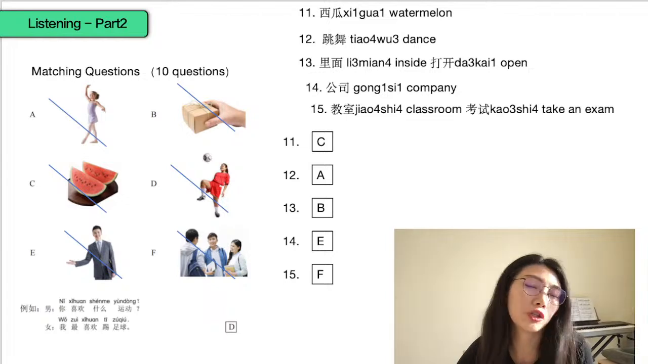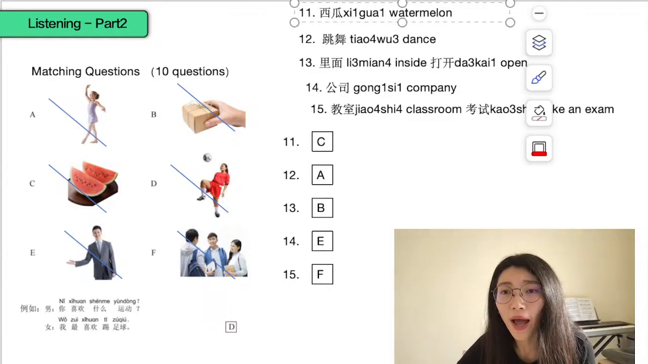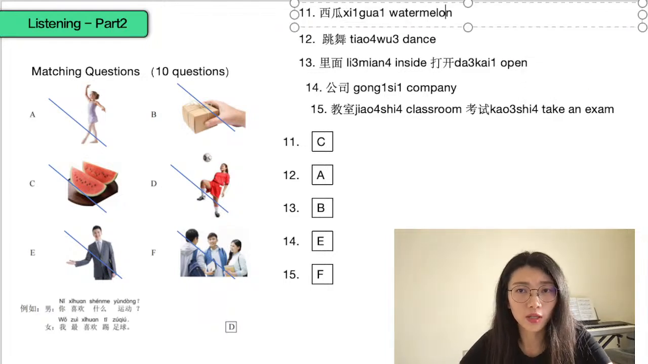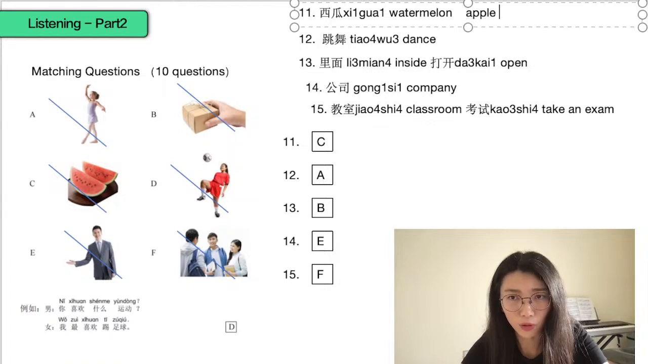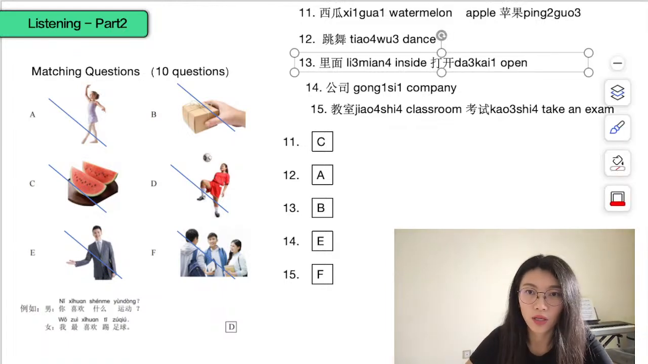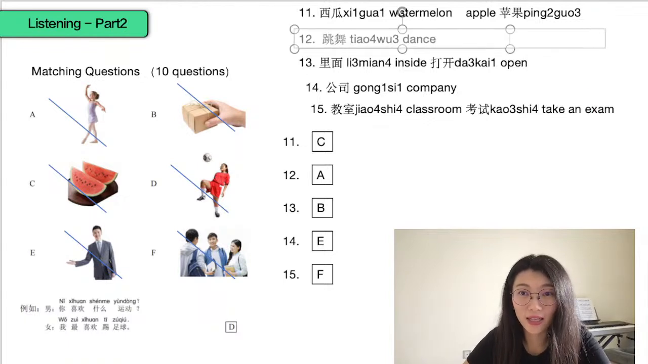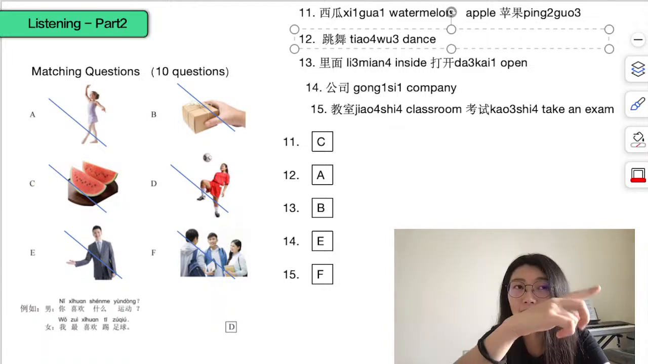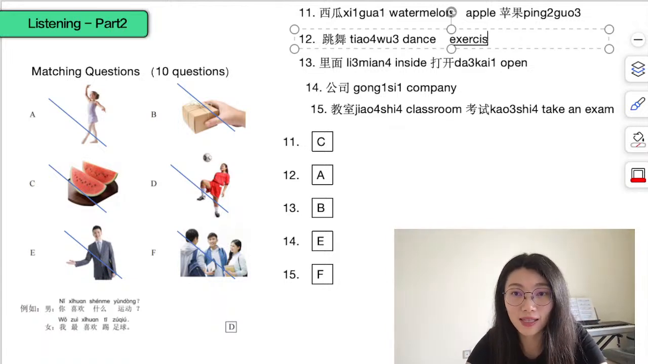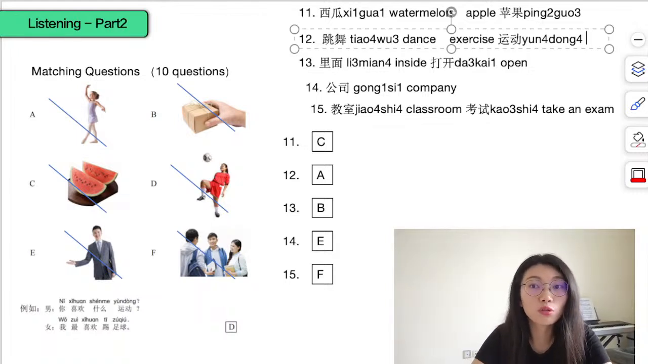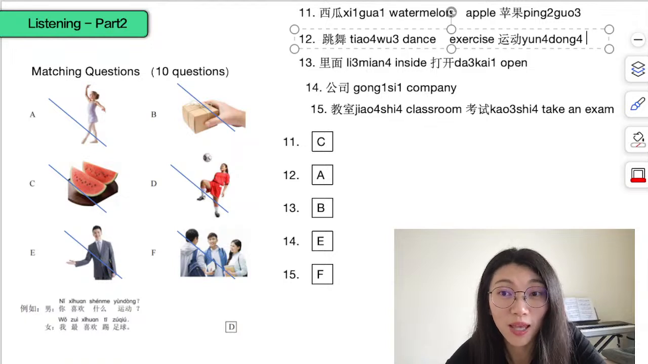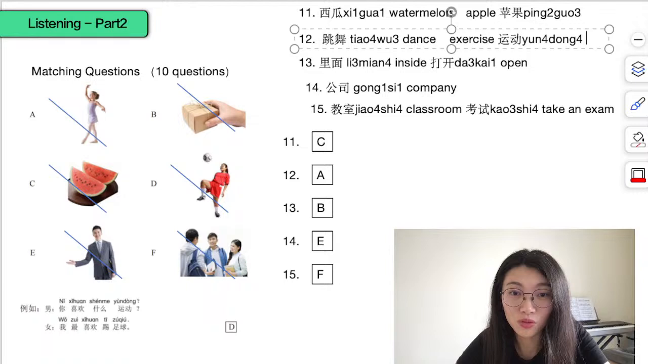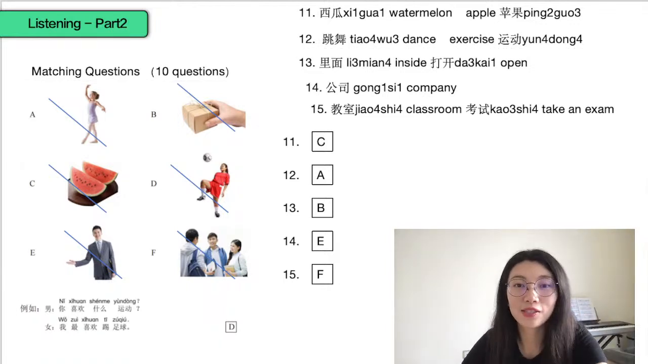That's part two. Still the same. You need to listen for the related information. Here, 西瓜 is watermelon. So how to say apple in Chinese? Let's learn more words. Apple. We say 苹果, apple. 好。Dance is an activity. It's like doing exercise or doing sports. So how about what we met in HSK1, exercise? How to say exercise? 运动. And also 踢足球, play football. 好了, that's part two.